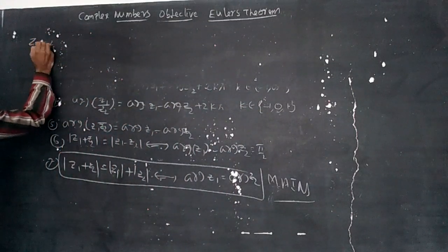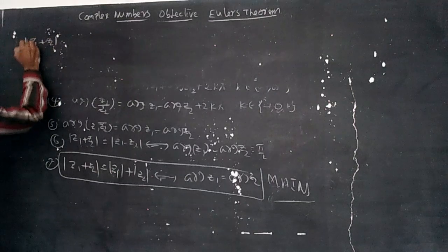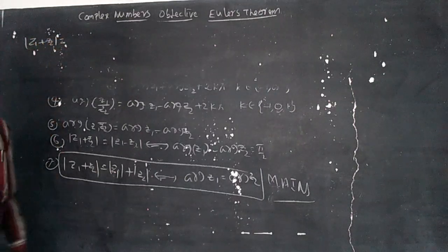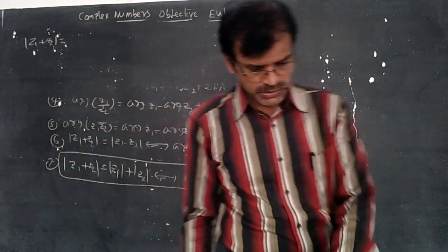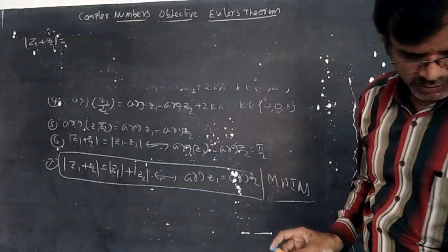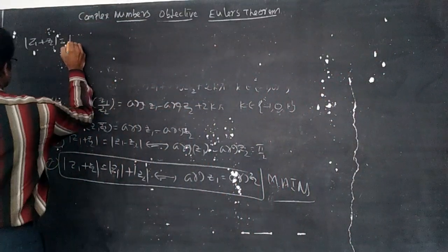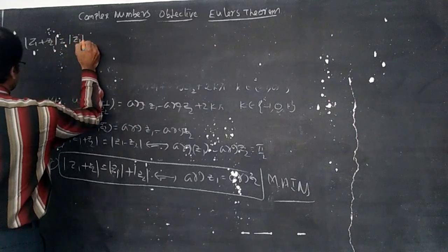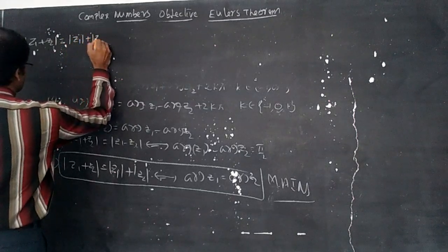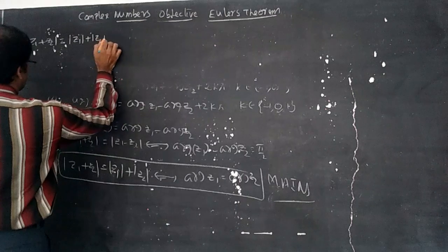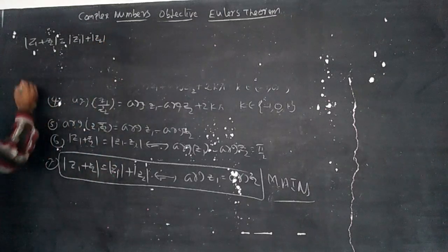Z1 plus Z2. Modulus of Z1 plus Z2 is equal to modulus of Z1 plus modulus of Z2, given. Then argument of Z1 is equal to argument of Z2. Modulus of Z1 plus Z2 is equal to modulus of Z1 plus modulus of Z2.